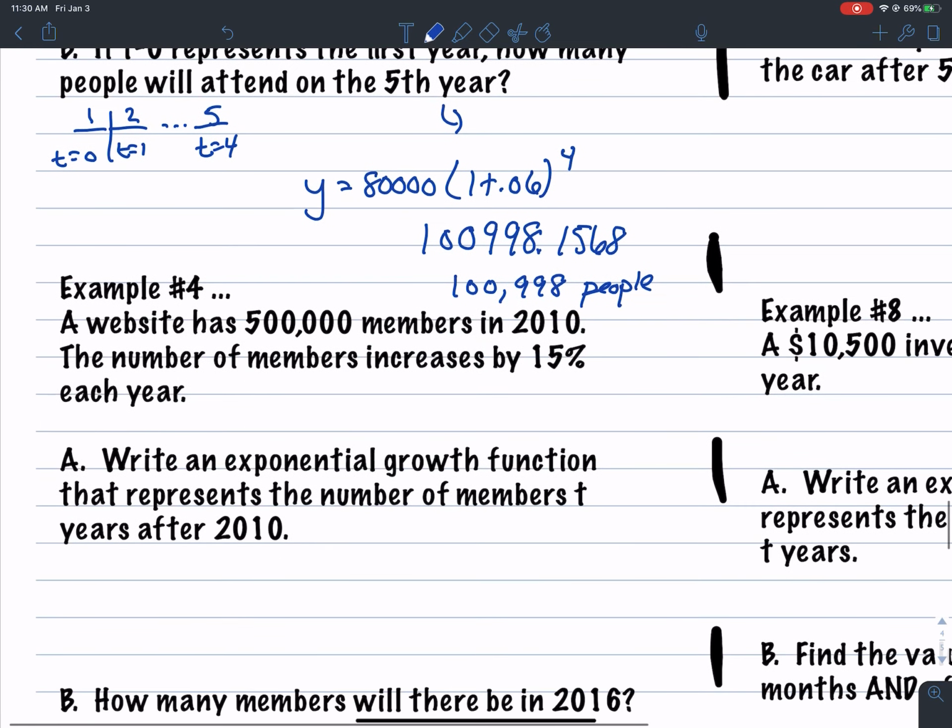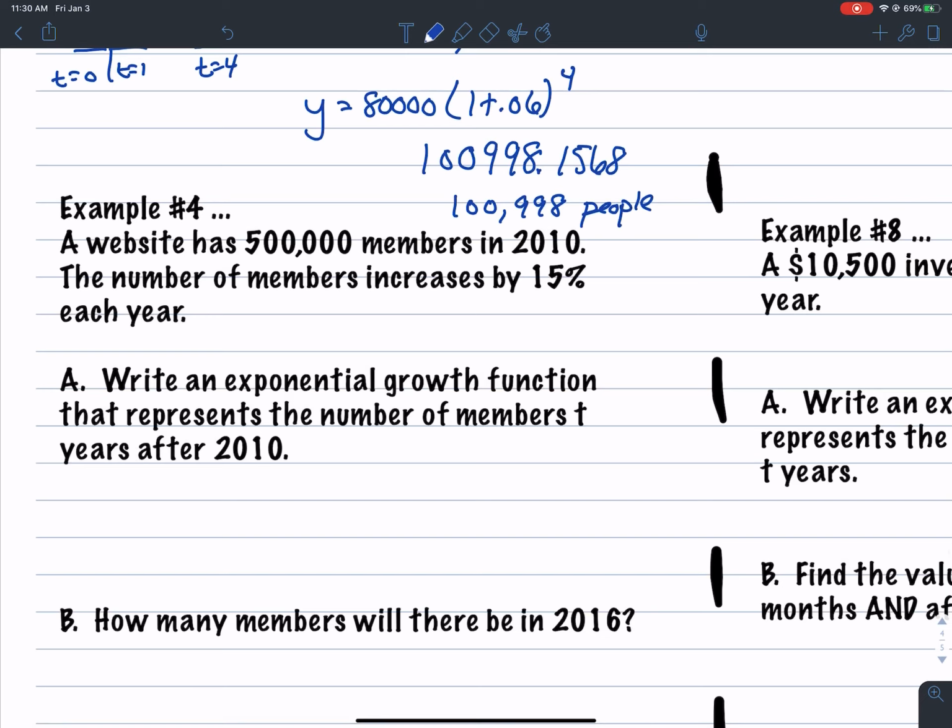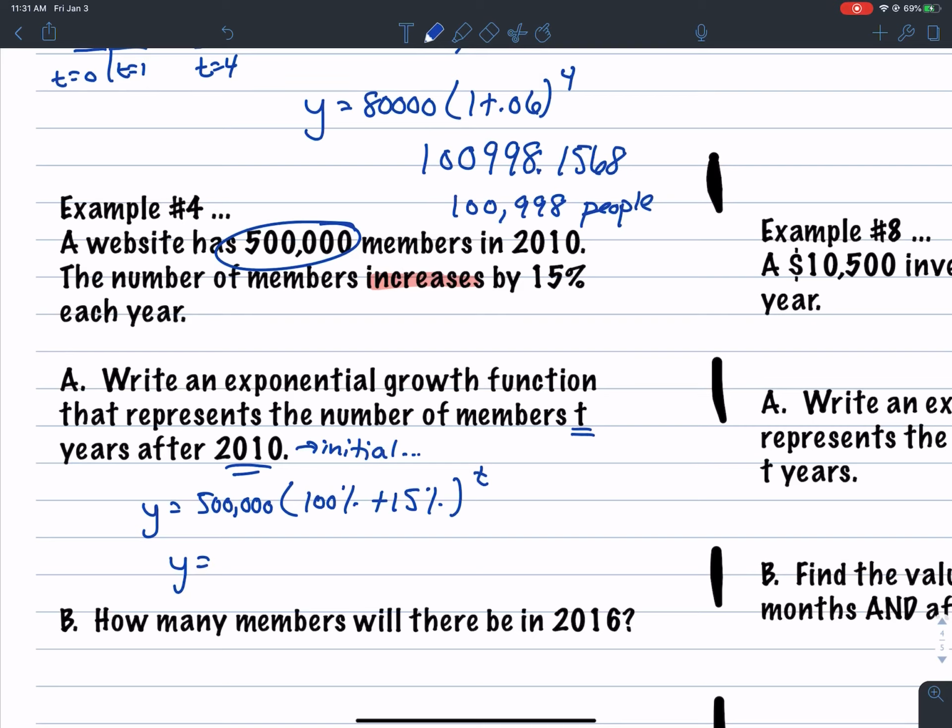So that's an example. Let's do example number 4. A website has 500,000 members, and the number of members increased by 15%. So we need to write an exponential growth function. We know it's growth because we're increasing. Now it says that we're measuring t as years after 2010. So that 2010 is the initial year, which means that 500,000 is our initial value. So we're starting with 500,000 people. Every year we're keeping 100% of who we had, but we're gaining 15% more. So we just have to convert that to decimals.